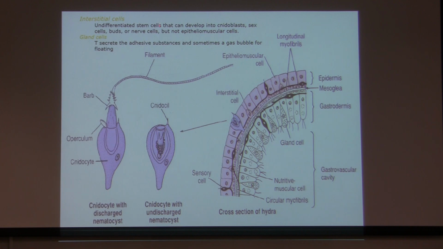Undifferentiated stem cells that can develop into cnidoblasts, sex cells, buds or nerve cells, but not epithelial muscular cells. So these are the interstitial cells. As I said, they are stem cells. In these animals, they can develop the other cells. Gland cells secrete adhesive substances and sometimes a gas bubble for flotation.